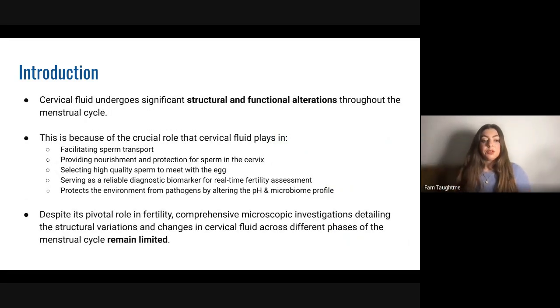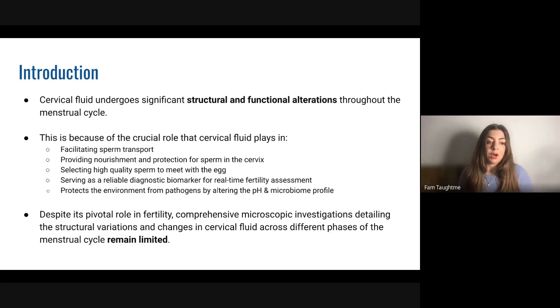And the cervical fluid undergoes significant structural and functional alterations throughout the menstrual cycle. And this has a lot to do with the crucial role that it plays in reproduction. And there's many different facets to that. It facilitates sperm transport. It provides nourishment and protection for the sperm. It selects high quality sperm. So not all of the sperm is going to meet with the egg, only a select few. And the selection is being done by the fluid. It's also a reliable diagnostic biomarker for fertility assessment. That's how we use it in the fertility awareness method.